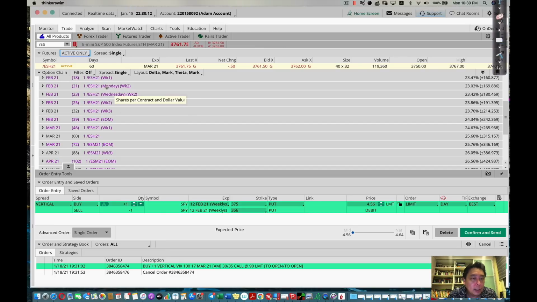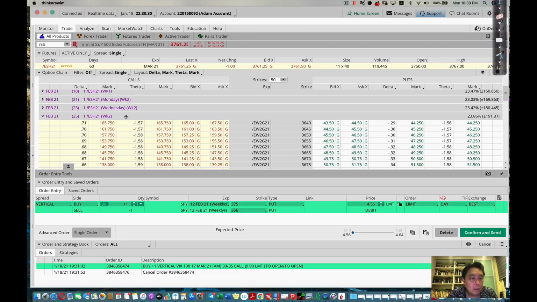Now, notice that this one expires on Monday. This one expires on Wednesday. They don't give you the day here. When they don't give you the day, it's a Friday. So always remember, if there's no day, it's a Friday. So this options contract expires on the second week of February on a Friday. Let's look for it right now. Let's open it up.